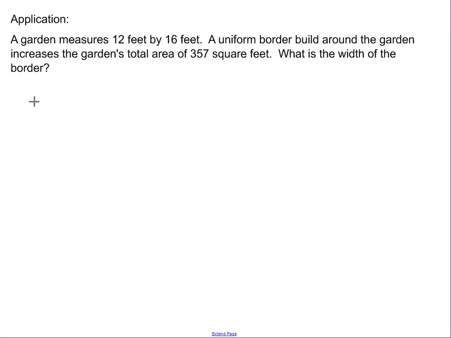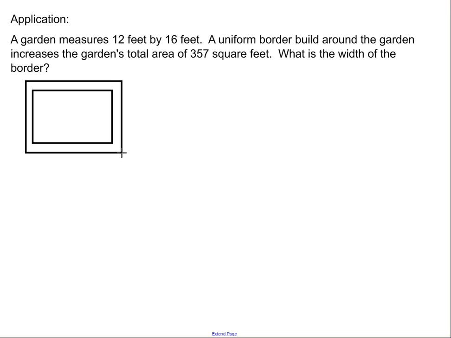Well, let's get a picture of this so we can set things up for ourselves. We've got this garden whose measurements are 12 feet by 16 feet. And then we put a uniform border. That means we're going to put a border of some regular size all the way around the garden, right? So we want it to measure the same thing all the way around.